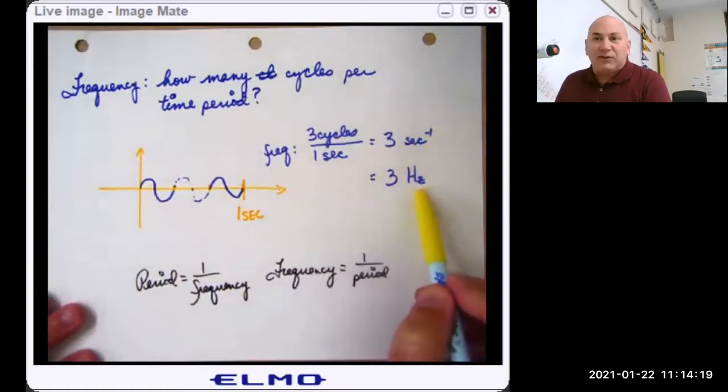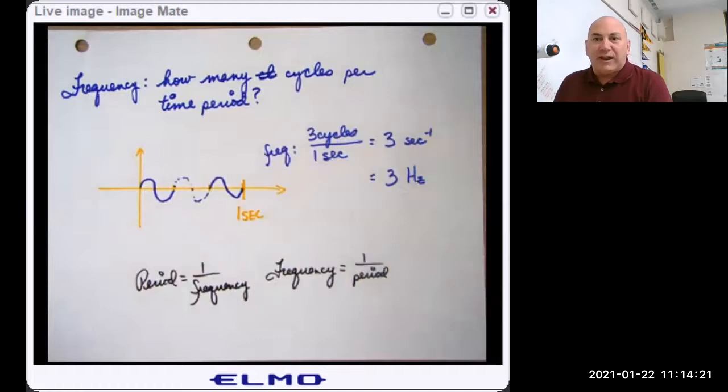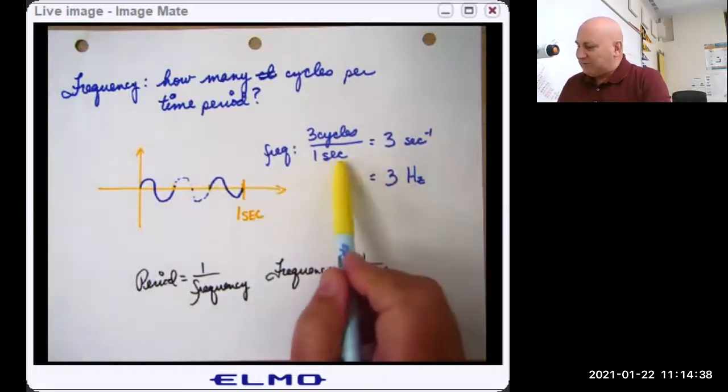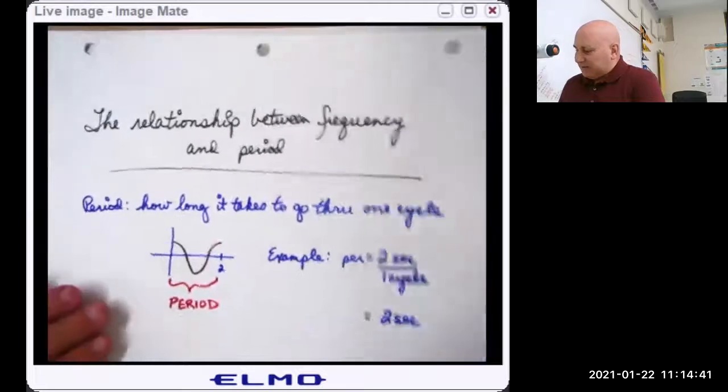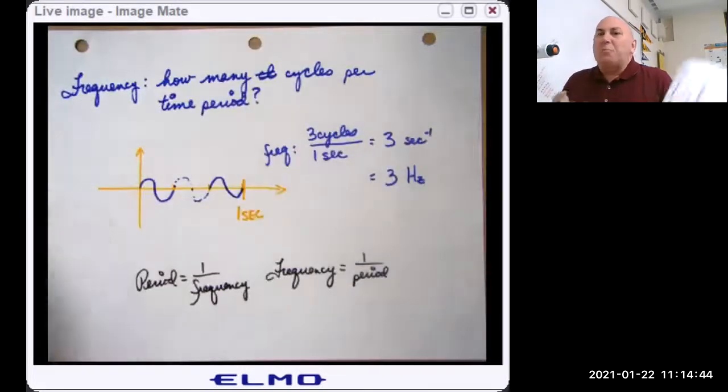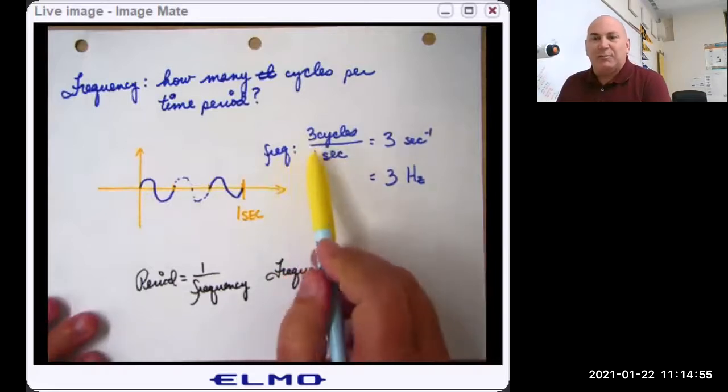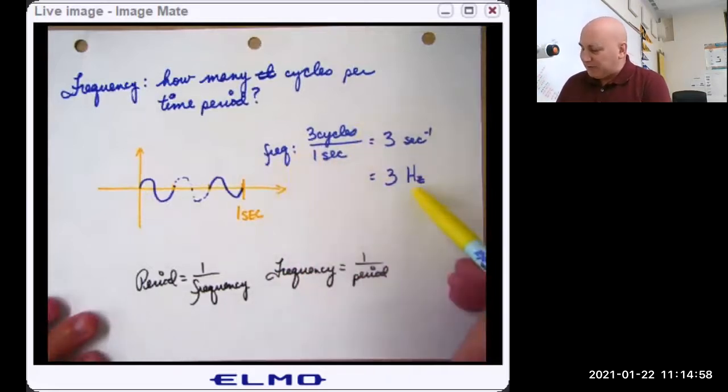And that's what a hertz is, and you've heard of hertz. Your AM radio operates in the kilohertz range, and your FM radio operates in the megahertz range. That's telling you how many cycles per second, how many sine waves are going through the air per second. So when you see seconds in the denominator, you know we're dealing with frequency. Seconds in the numerator is period. Don't memorize that, just understand that a period is how long. A period is a time period, like 2 seconds. Frequency is cycles per second, or at least cycles per time period.